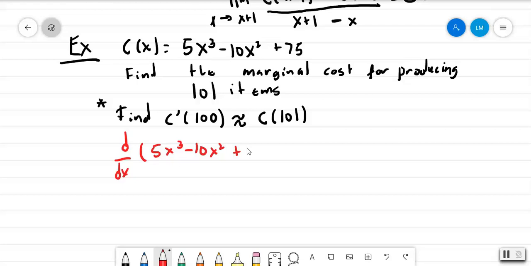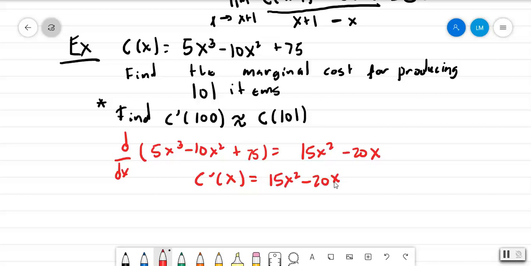Let me go back. I have it saved. Oh, okay, that's correct. So we have plus 75 is equal to 15x squared minus 20x. Now that means that the cost, or the marginal cost, is 15x squared minus 20x. So what this does is it tells you to just plug in 100.